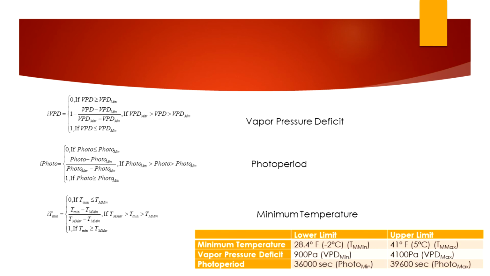So if you use these equations to plug in the photo period, the minimum temperature, and vapor pressure deficit, you get 3 numbers out that are naturally bounded between 0 and 1, continuous, and those 3 numbers get multiplied together to give you GSI.